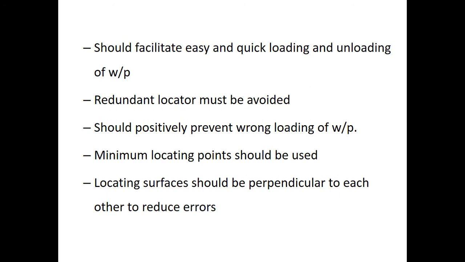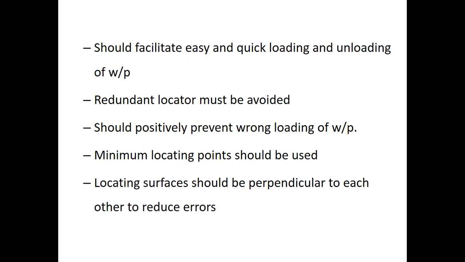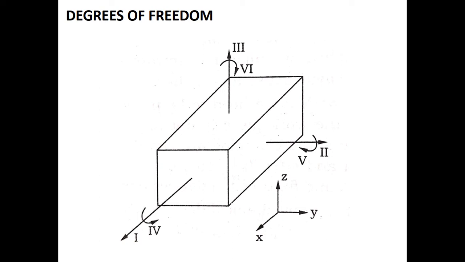And the last point, the locating surfaces should be perpendicular to each other to reduce errors. These are some fundamental principles for locating the workpiece for machining. Now, I told you the workpiece needs to be restricted, its movement has to be restricted while you place it for machining, isn't it? Now let's see what it means.